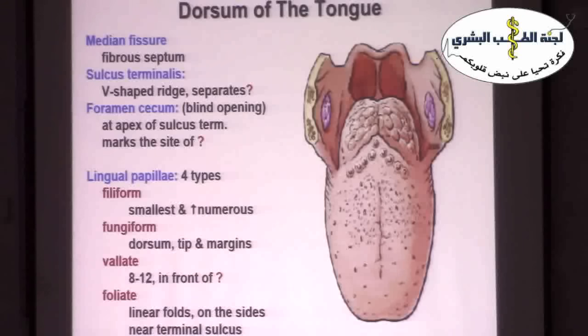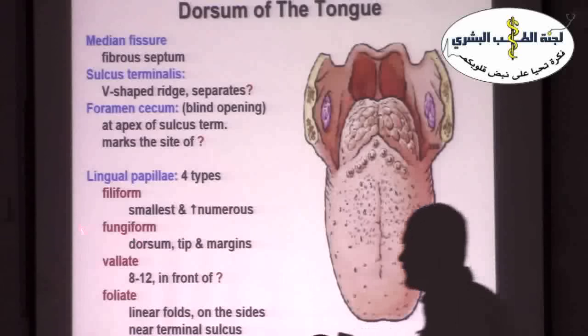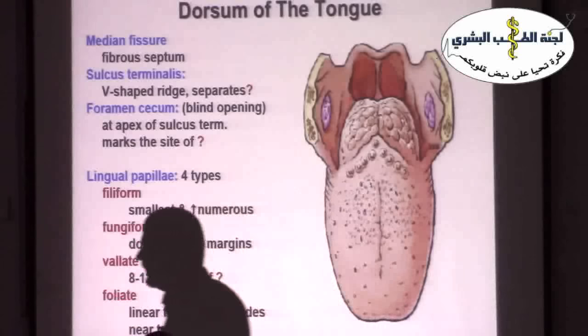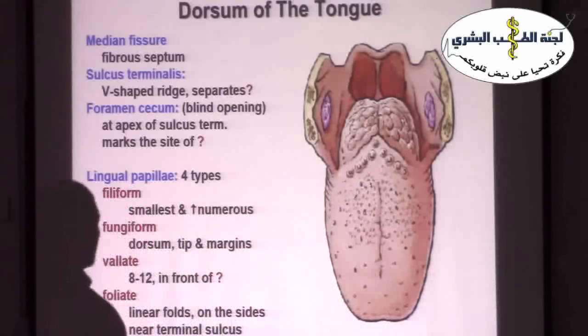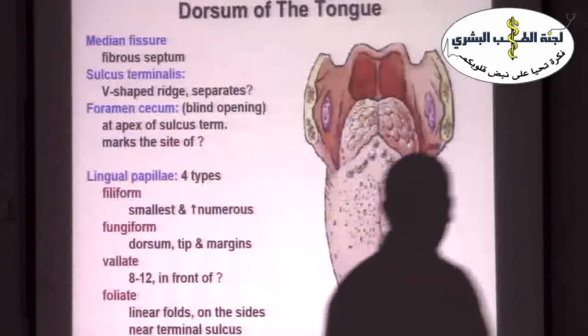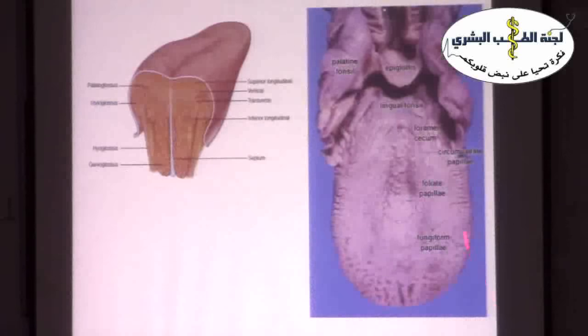The taste buds or taste receptors are located only in the fungiform, the vallate, and the foliate. But the filiform don't have taste receptors. As we said again, the fungiform are located all over the dorsum. The vallate are here and the foliate are here, and all have taste receptors.